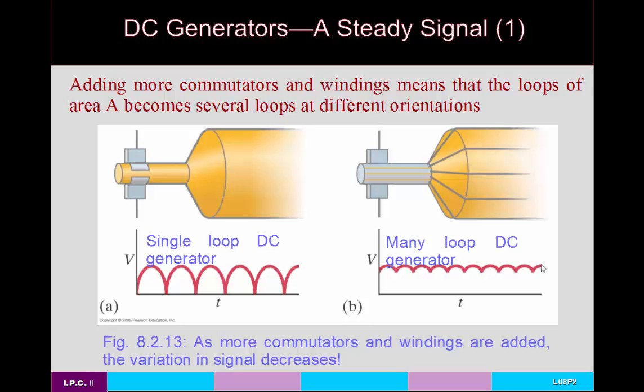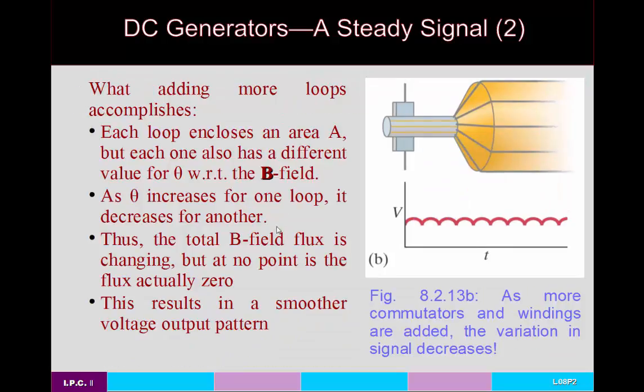The way that that works is that each one of these loops is enclosing the same area A, and each one also has a different value for theta with respect to the magnetic field. As theta is increasing for one loop, it's decreasing for another, and therefore the total magnetic field flux is changing, but at no point does the flux actually reach zero. In fact, the change in flux never reaches zero. And so the result is that you get this nice smoother output pattern.